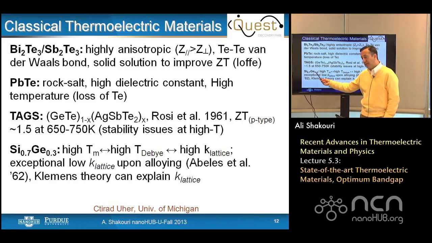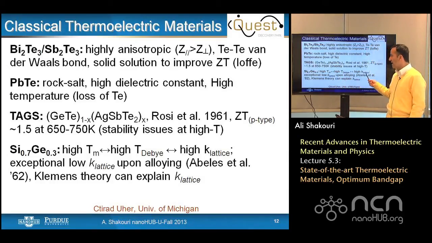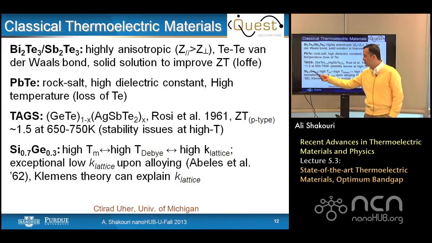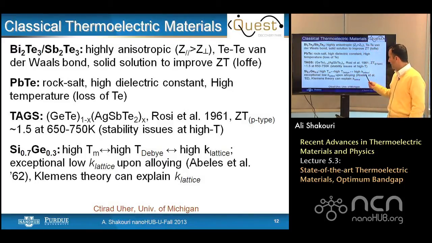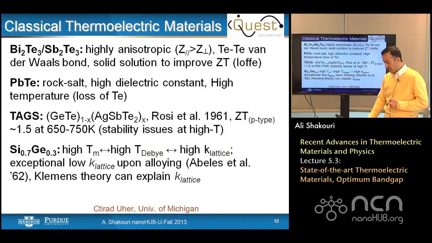Silicon germanium is another very surprising case because of the very high melting temperature and high Debye temperature. It is expected to have a high lattice thermal conductivity, so it's not expected to be a good thermoelectric material. But the exceptionally low lattice thermal conductivity upon alloying, when you add a little germanium to silicon, was discovered and measured by Abeles et al. in 1962, and the standard Klemens theory can explain this. This is a case of a lower effective mass material, and because of the lowering of thermal conductivity by alloying, it is still very highly used. Silicon germanium has been used in space applications, as you saw in week 3.